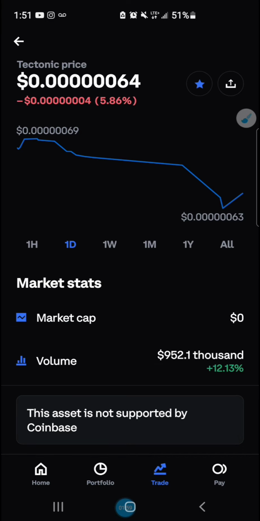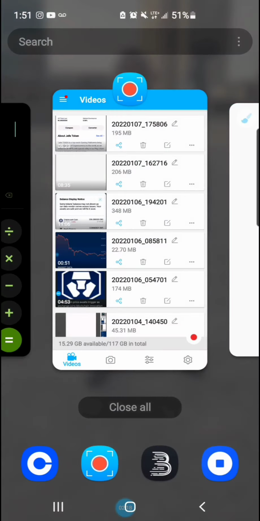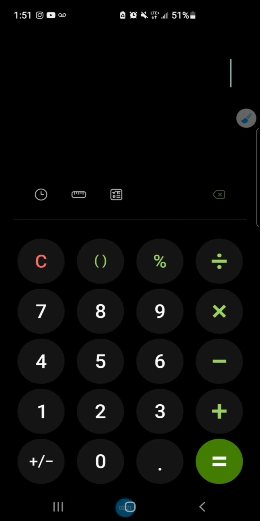So we see that this coin is going for what? 0.0000, what is that? 1, 2, 3, 4, 5, 6 zeros, 64 cents, 64 at the end right there. So now let's take this same number right here, guys, and put it into our calculator. That's 0.1234564, right? And say, for example, we want to purchase 100 million of this coin.